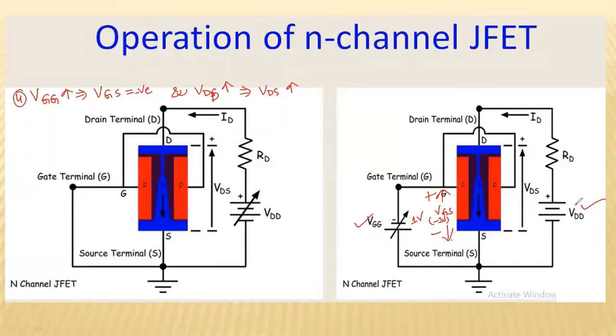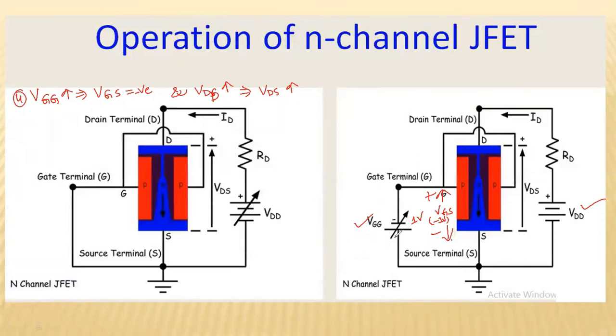Now as you go on increasing this VDD, the current increases. But the magnitude of this current is very less compared to the previous case, because the width of the depletion layer increases and the width of the channel decreases. So fewer charge carriers move, leading to less current compared to the previous case, that is, when VGG is equal to 0.